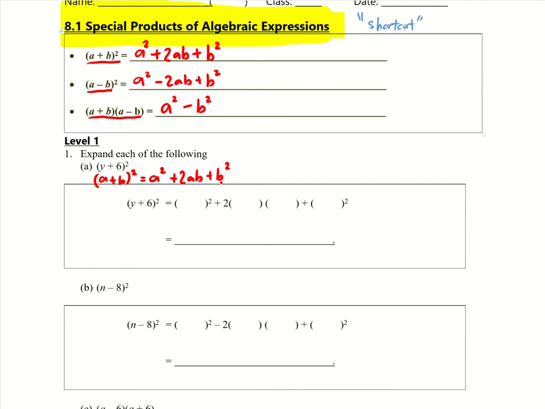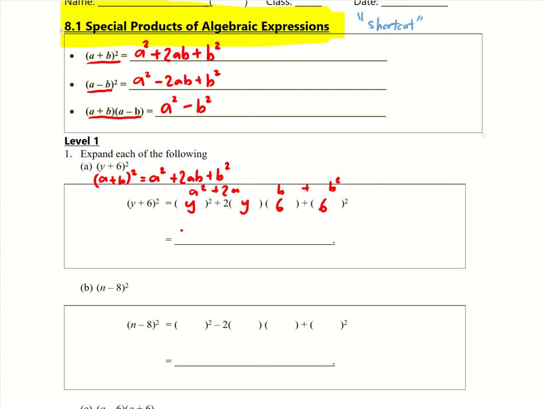Now, because we are going to replace a and b with y and 6 respectively, we'll put this form itself: bracket square plus 2 bracket bracket plus bracket square. This represents your a square plus 2ab plus b square itself. Instead of putting a and b inside the brackets, I have y plus 6 square, so I'll put y in the first bracket and y in the second bracket. And for b, because b is 6, I'll put 6 in the first bracket and 6 in the second bracket. And then I'll write down the final answer.